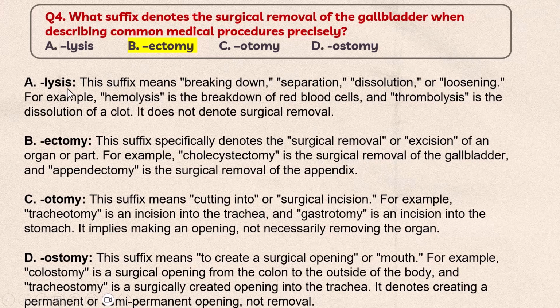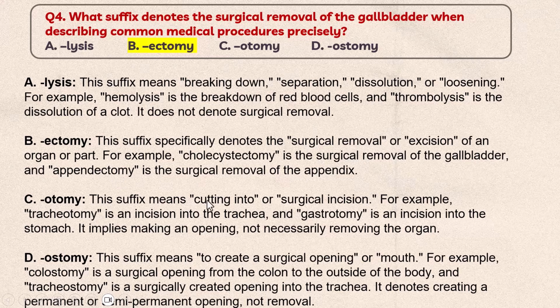So when you take lysis, this suffix means breaking down, separation, dissolution or loosening. For example, hemolysis is the breakdown of red blood cells and thrombolysis is the dissolution of a clot. It does not denote surgical removal. Ectomy: this suffix specifically denotes the surgical removal or excision of an organ or part. For example, cholecystectomy is the surgical removal of the gallbladder, and appendectomy or appendicectomy is the surgical removal of the appendix.